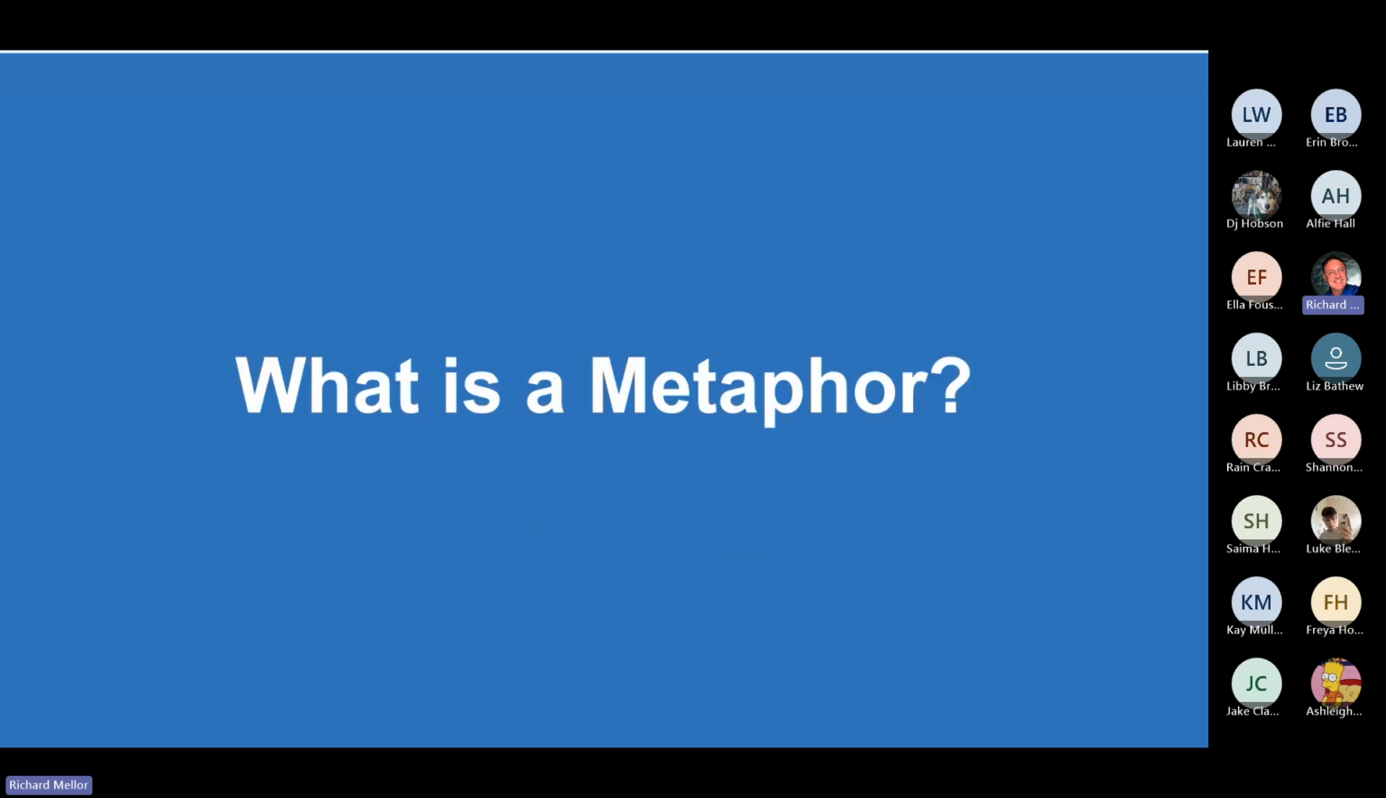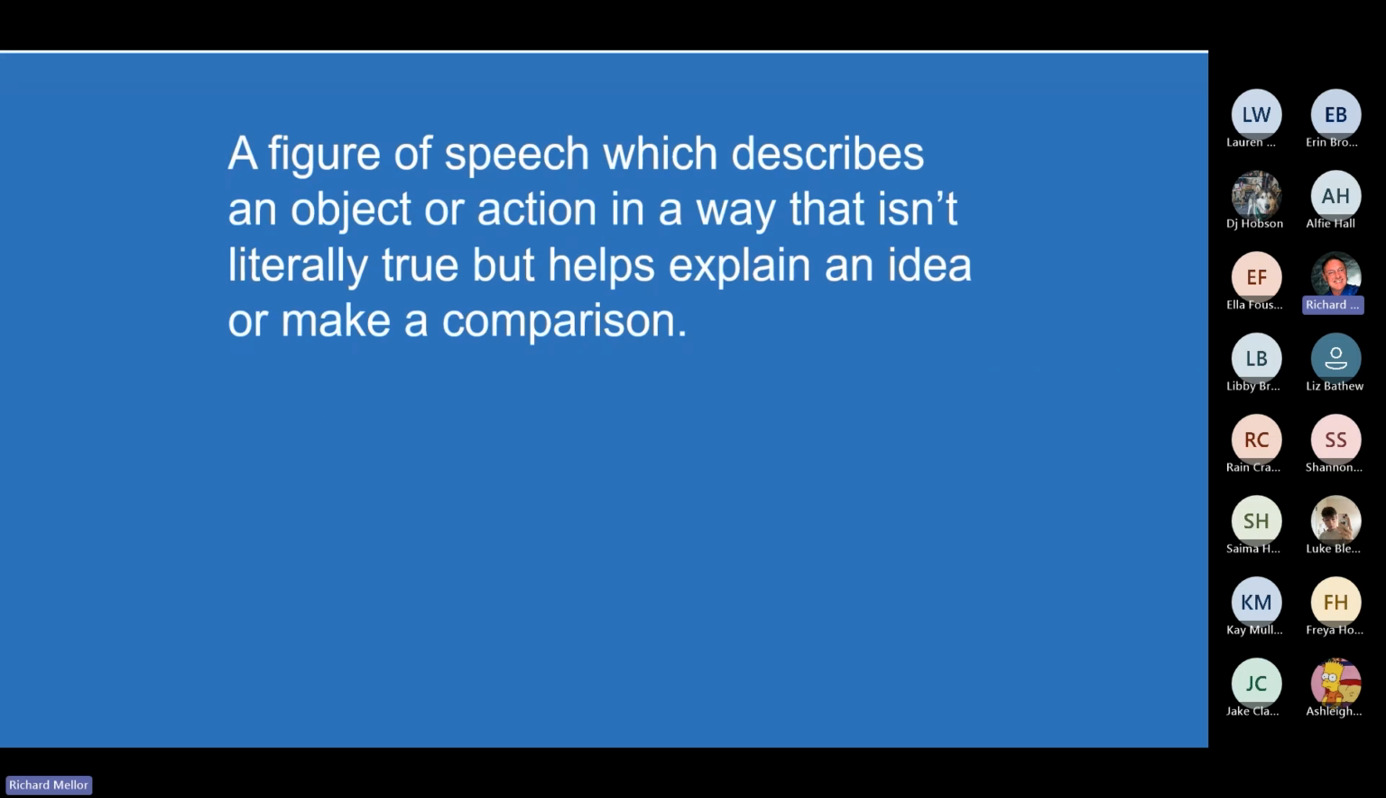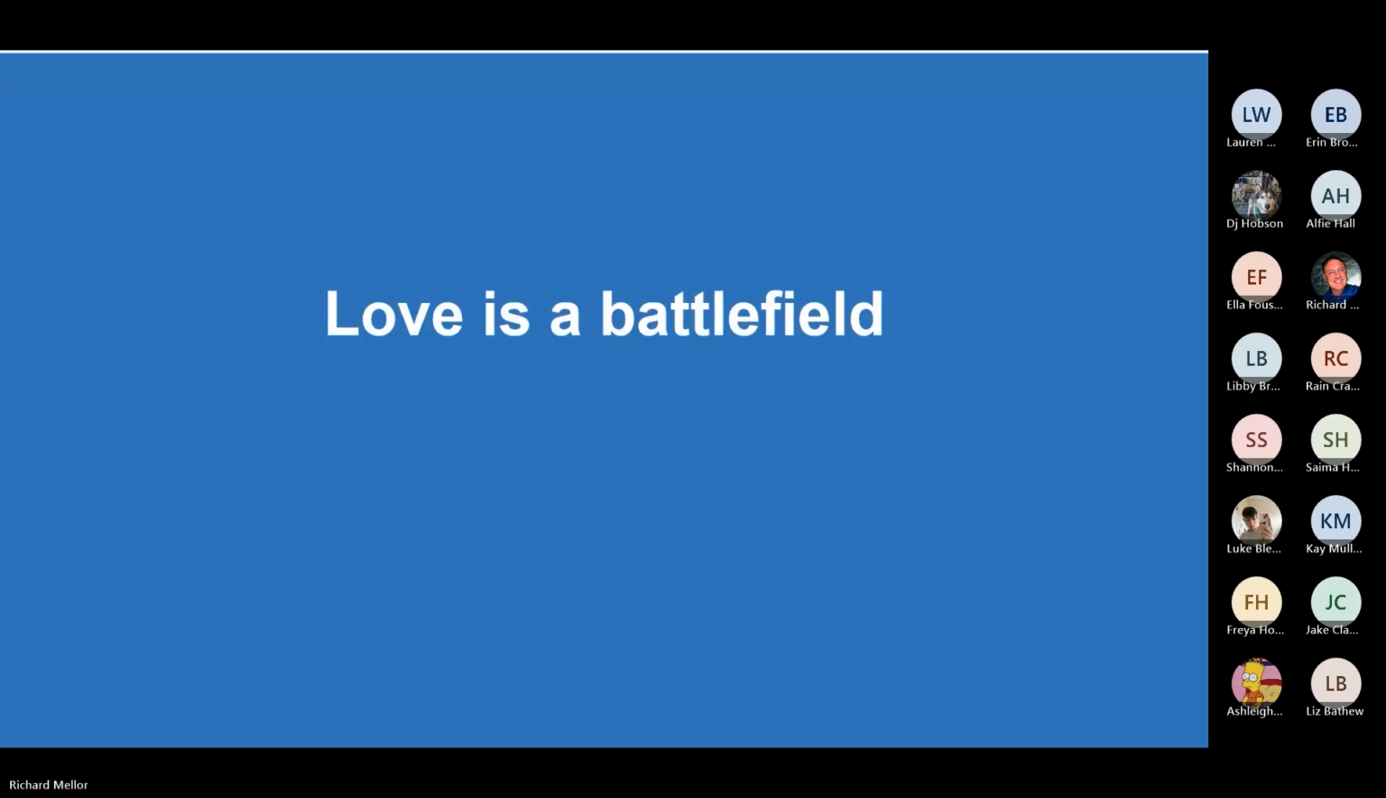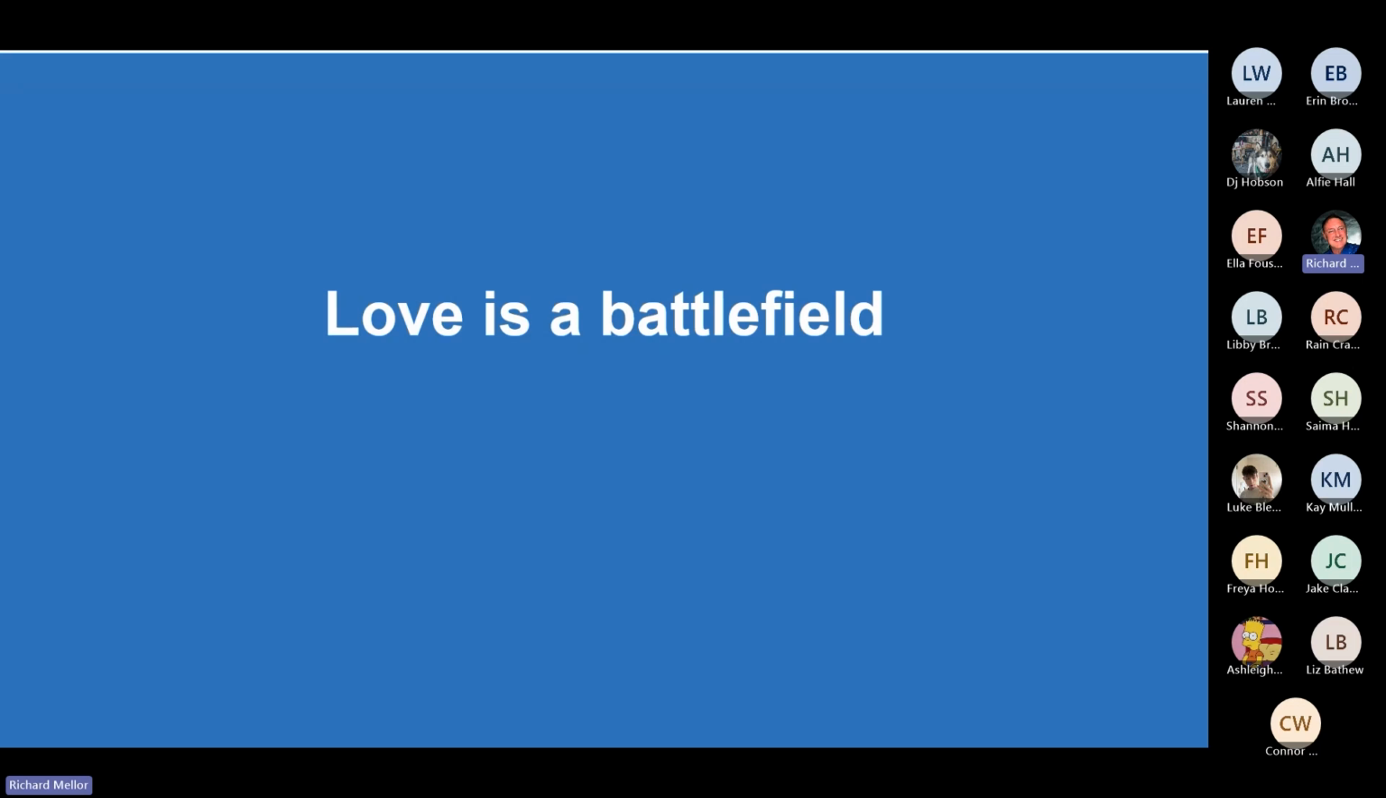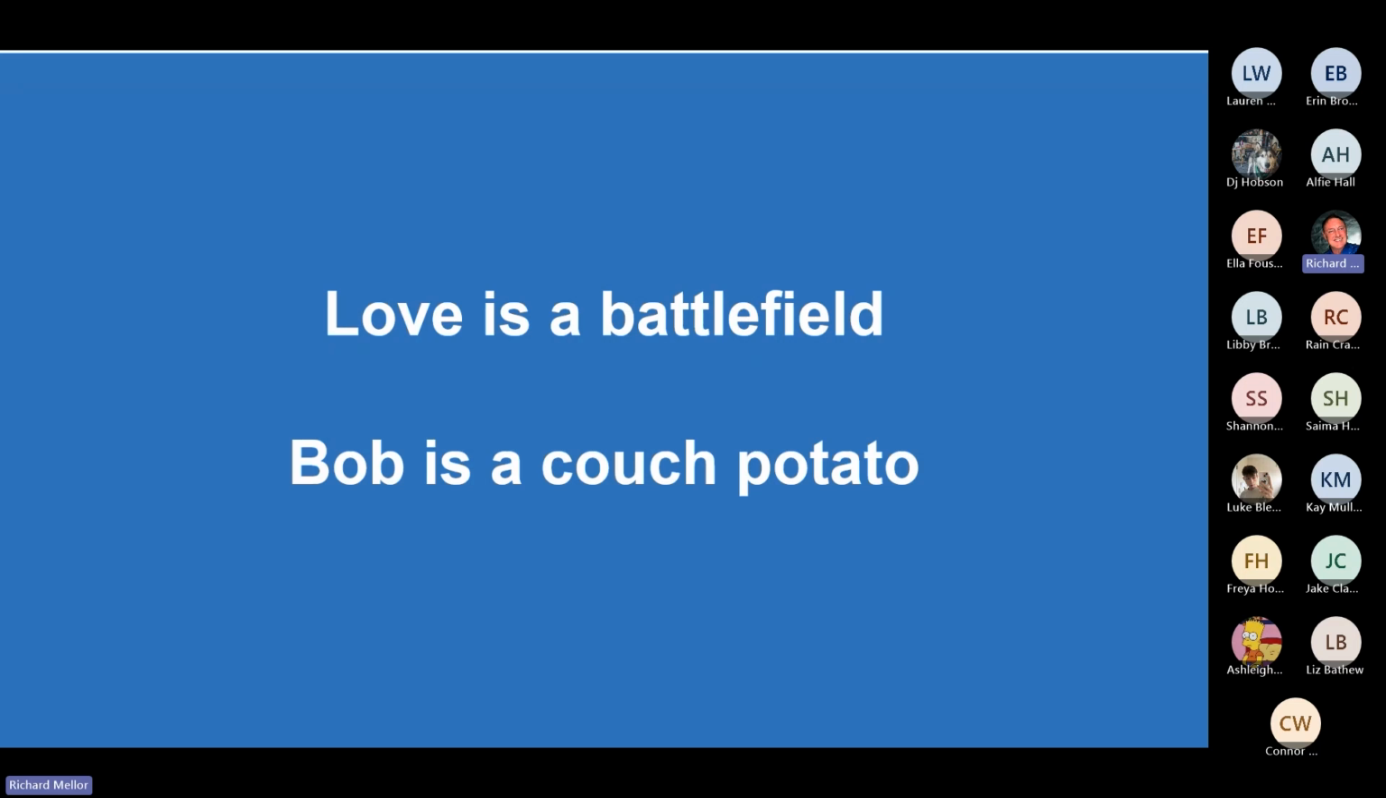So what is a metaphor? A metaphor, in its narrative perspective, is a figure of speech which describes an object or action in a way that isn't literally true, but helps explain an idea or make a comparison. Take, for instance, love is the battlefield. Love really isn't a battlefield. It's just a figure of speech in the same way that Bob is a couch potato. Bob really isn't a couch potato. But it's a figure of speech implying that he rarely gets up off the couch.